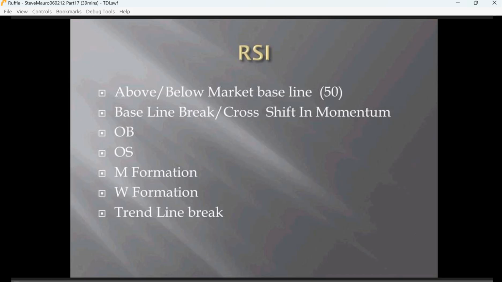But within the RSI line, I showed you a couple of pictures of it by itself, you can actually see M and W formations, which is pretty neat. You can actually draw trend lines on the RSI part and draw your levels inside the indicator subgraph, and that will give you guidance in your trading. Okay?